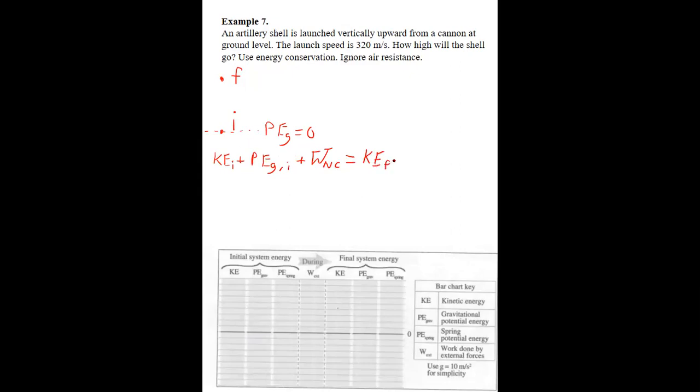It's a seven-term equation, but if there are no springs anywhere, then I am okay with just reducing it down like this. We can see that the object was at ground level, which is where our initial gravitational potential energy is zero. We can get rid of that. And the final kinetic energy is also zero. Following our steps, we also need to draw a free body diagram.